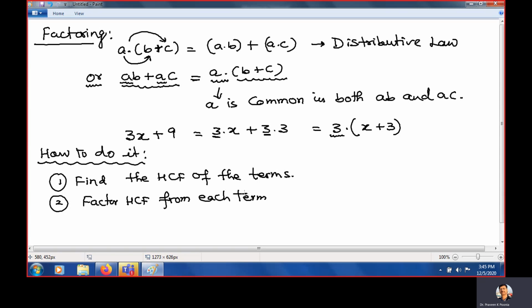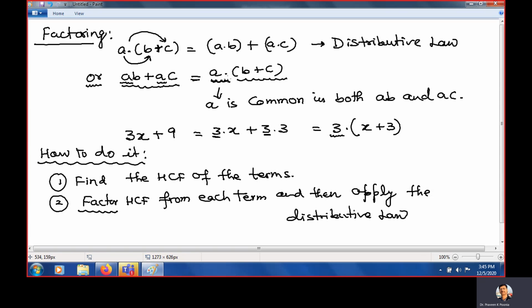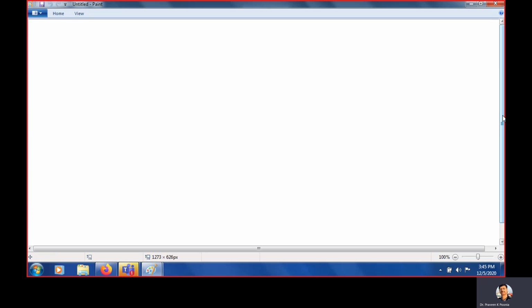What you need to do is write the factor as HCF. Whatever HCF you have got, write it as a factor. Clear? And then apply the distributive law. Distributive law means you just take the common term, the HCF, out and put the remaining inside the bracket. That is the rule. Clear? So if you remember how to get the HCF, clear?